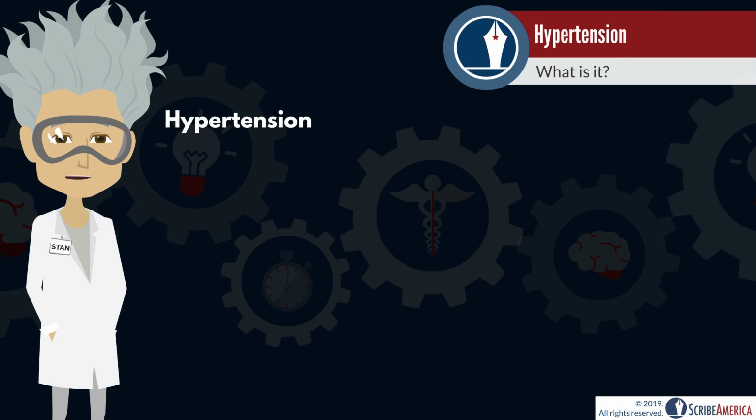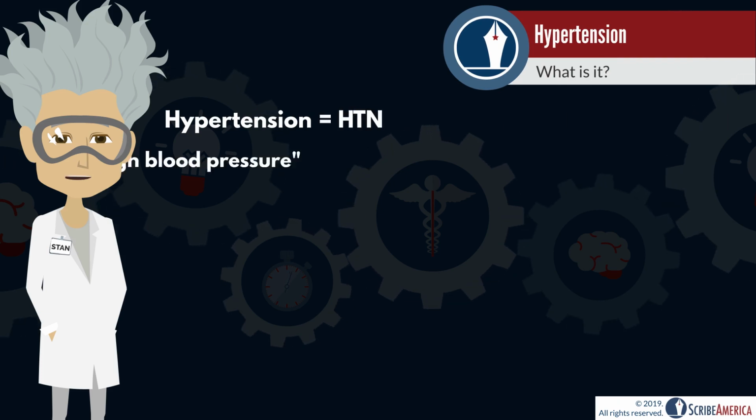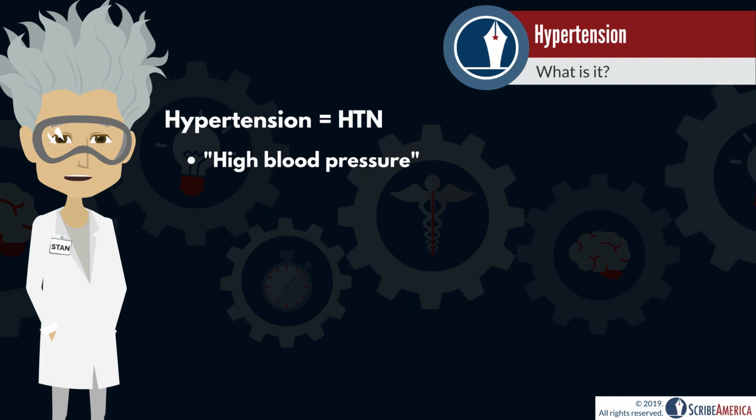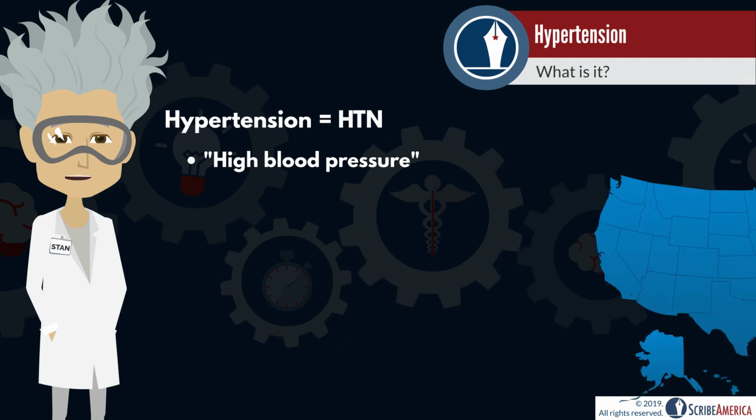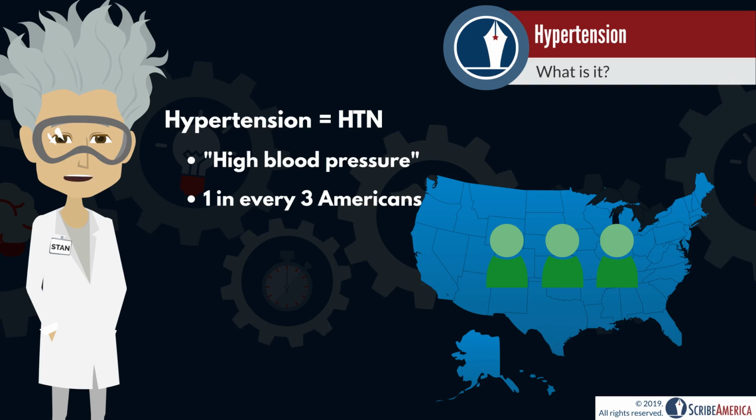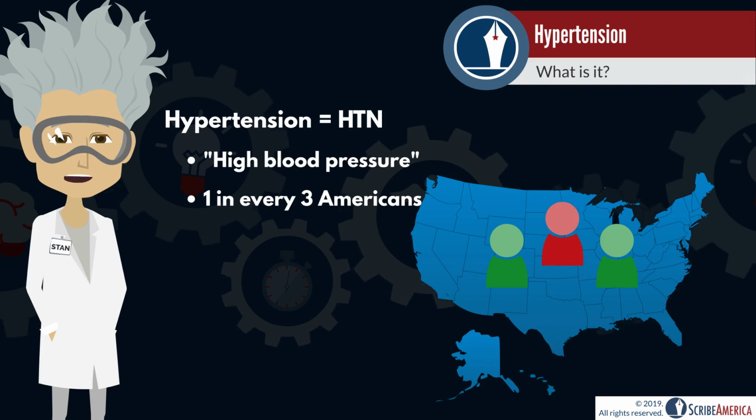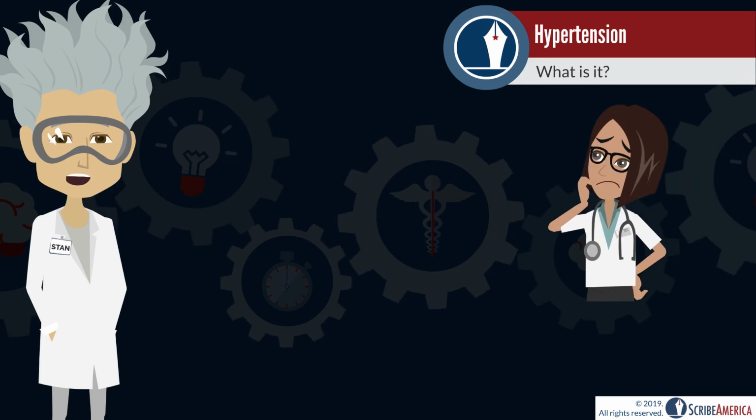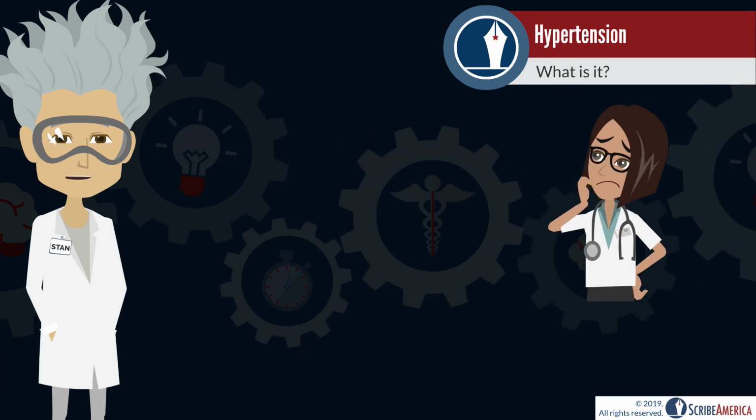Hypertension is abbreviated as HTN and is commonly referred to as high blood pressure. It's a common condition in which the force exerted on the walls of the arteries by the blood consistently exceeds normal ranges. Affecting 1 in every 3 Americans, I can guarantee that you'll come across hypertension in your documentation. There are 2 types of hypertension, primary and secondary.